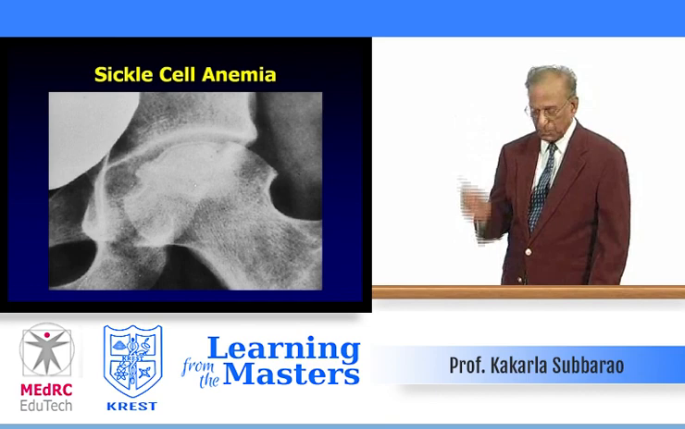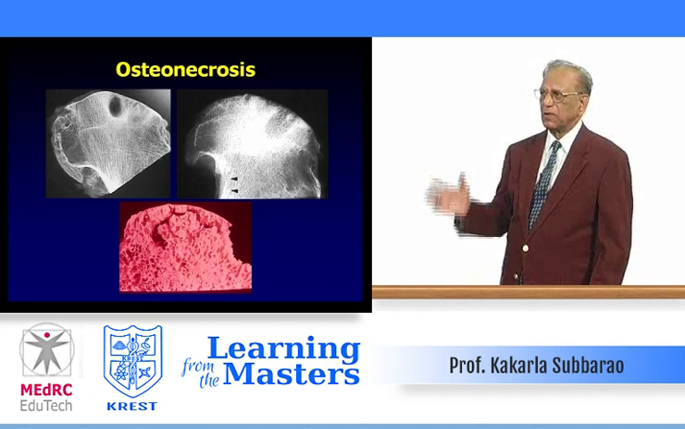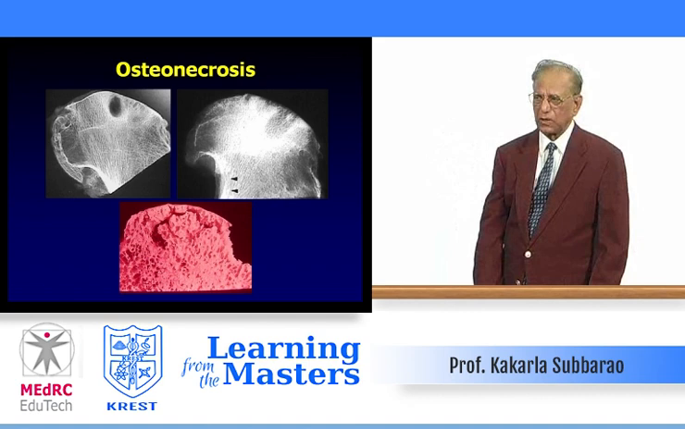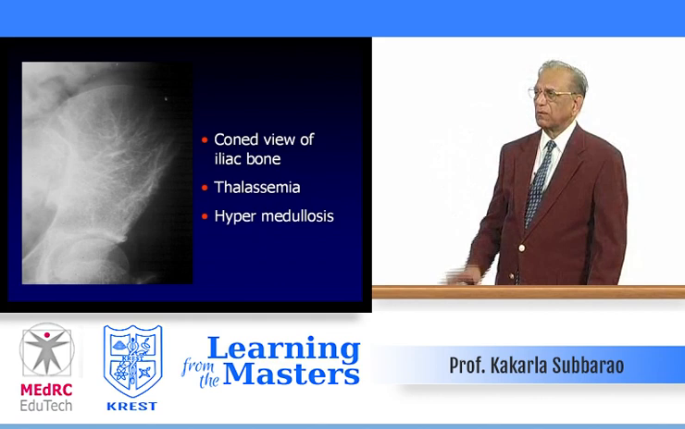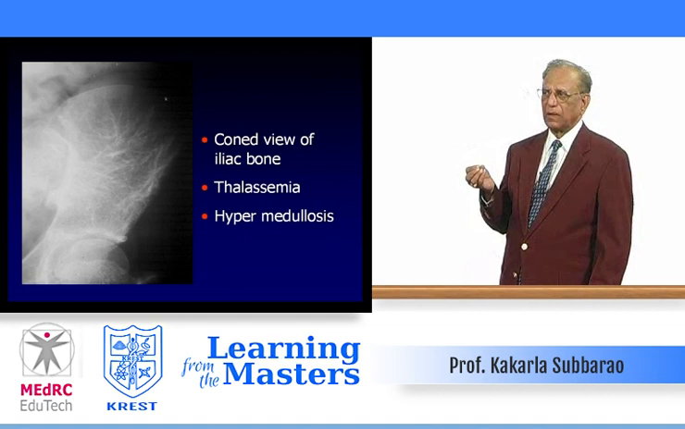Non-pyogenic sequestration, osteonecrosis. These are the specimens of varying degrees of osteonecrosis and reactive bone surrounding the necrosis. As I said earlier, if it occurs in the shafts, we call it bone infarcts. In sickle cell anemia, because of the sickling phenomenon in the vessels, you get ischemia and infarcts. Whereas in thalassemia, the major feature is hypermedullosis, hypertrophy of the medulla to compensate for the anemia.